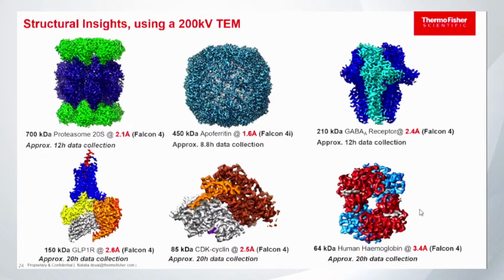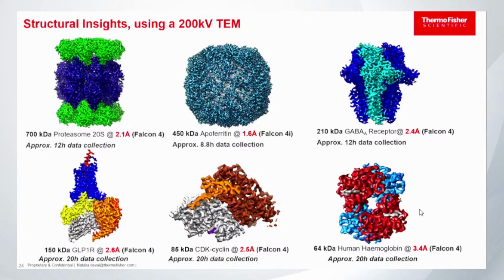The apoferritin, like before with the 100 keV voltage, we had only 2.6 angstroms. Right now you can go to 1.6 in less than 9 hours of data collection. The GABA receptor 2.4, the GPCR protein, again a membrane protein, only 150 kilodalton in size, 2.6. The cyclin, this protein is very important. It's an enzyme, plays an important role in cancer. It's only 85 kilodalton. For single particle standards, it's very small.